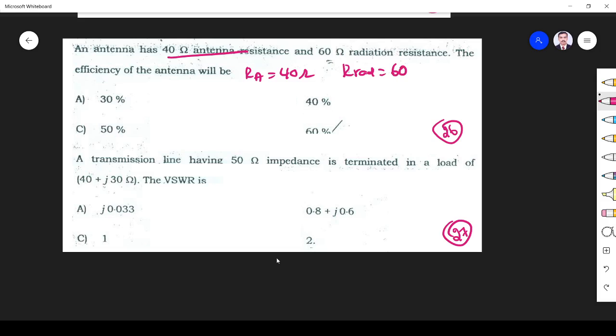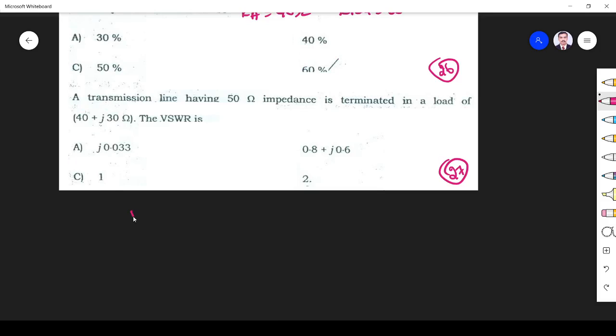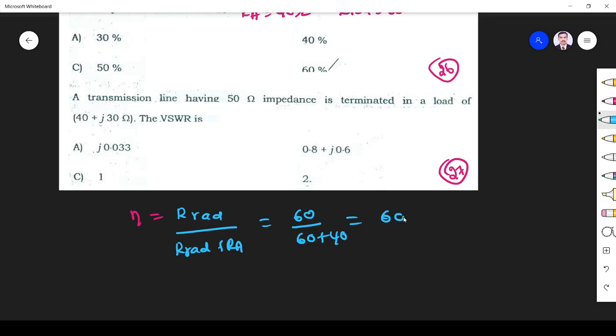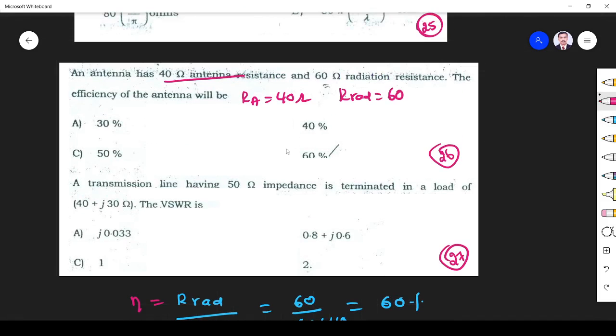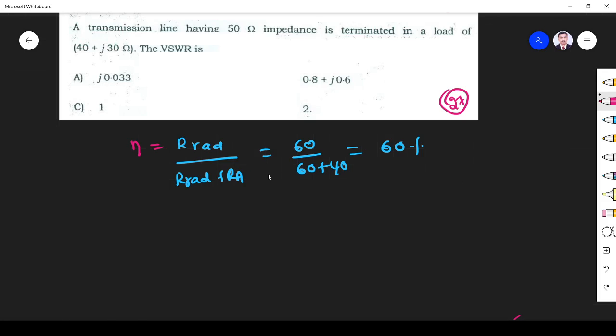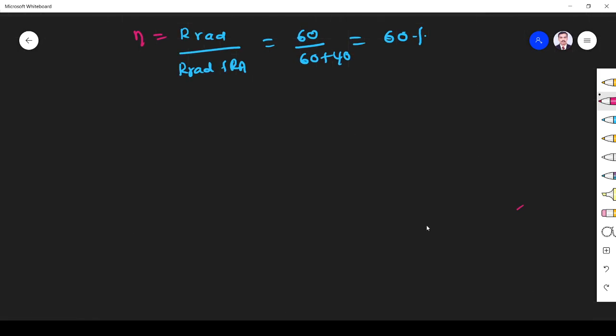The efficiency of the antenna is given by eta equal to R radiation divided by R radiation plus R antenna. R radiation is 60, R antenna is 40, so it is 60 percent. So the option is option D. Radiation resistance is nothing but, out of the total resistance, how much resistance is radiated. Total resistance is radiation resistance plus antenna resistance. Okay, next question.